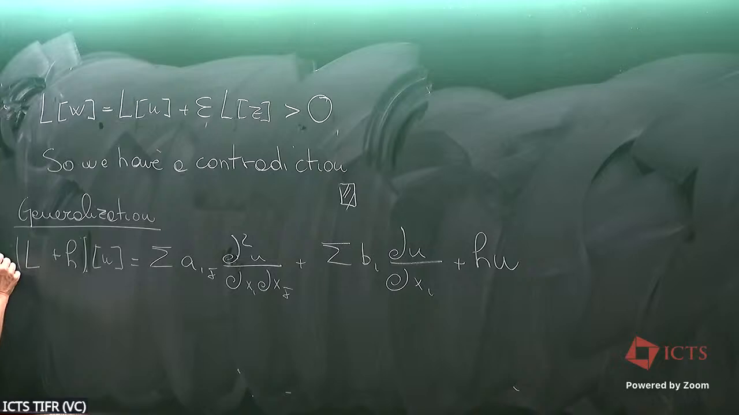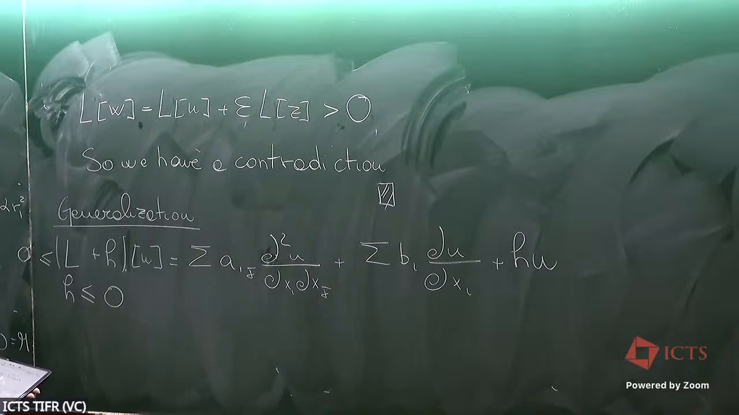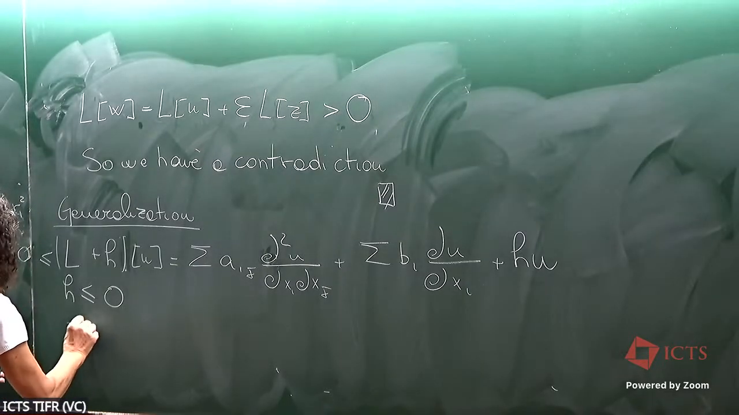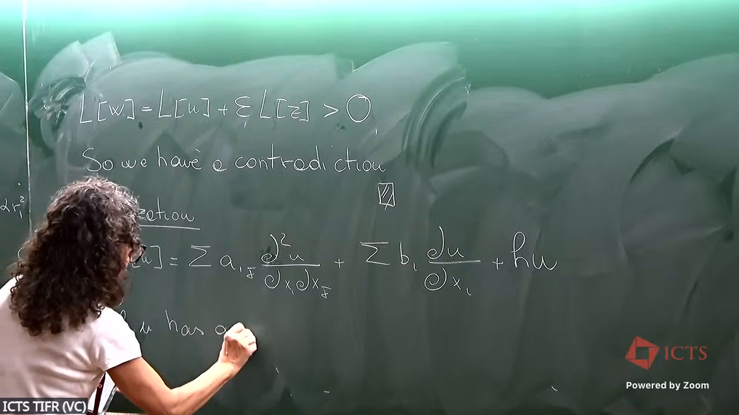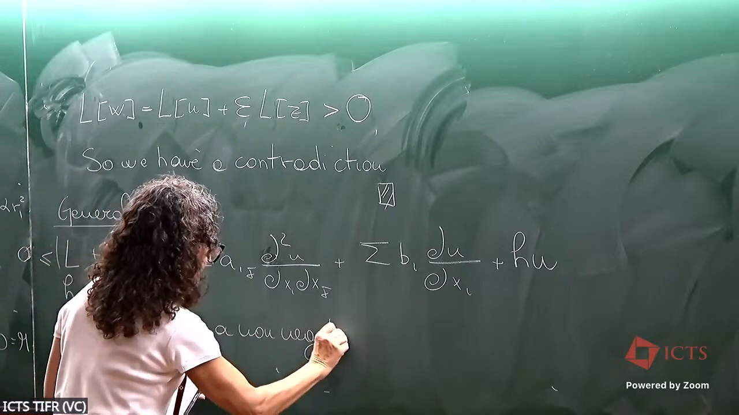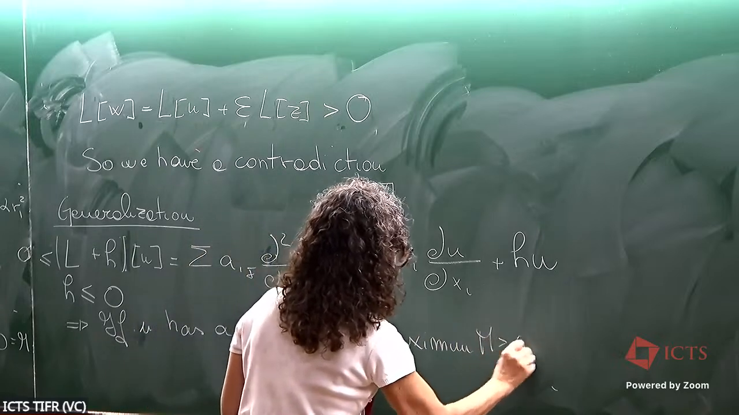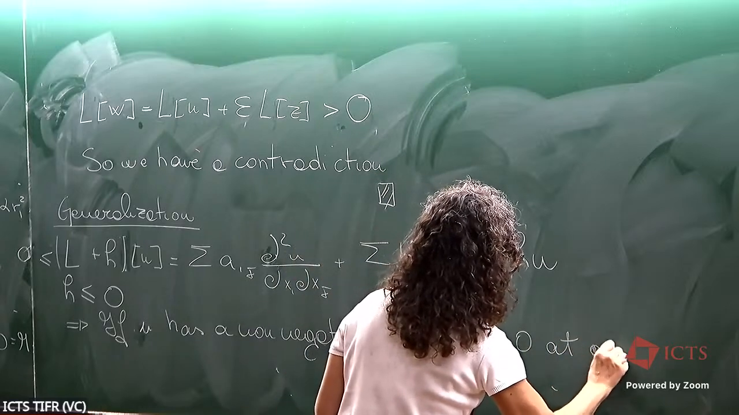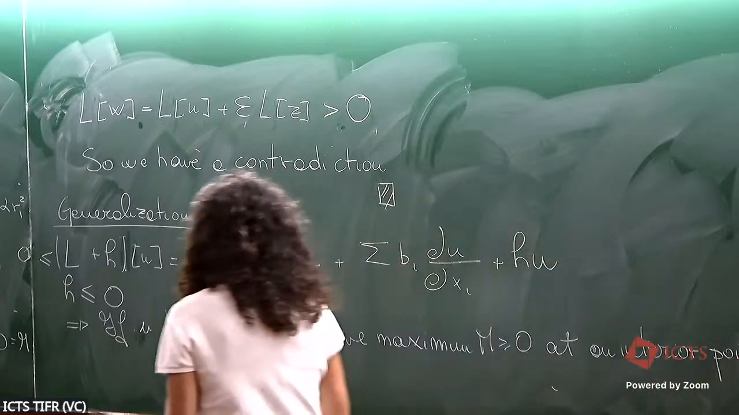So if you have this larger or equal than 0, and you have h smaller or equal than 0, then under the same assumptions as before, bounded, elliptic, and so on, if u has a non-negative maximum M larger or equal than 0 at an interior point, then u is equal to M.